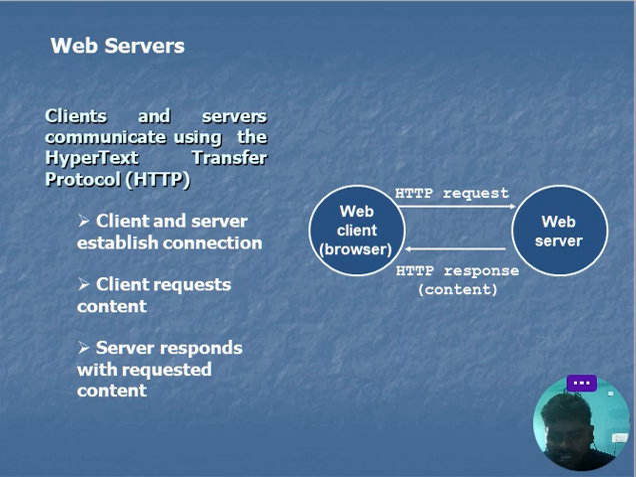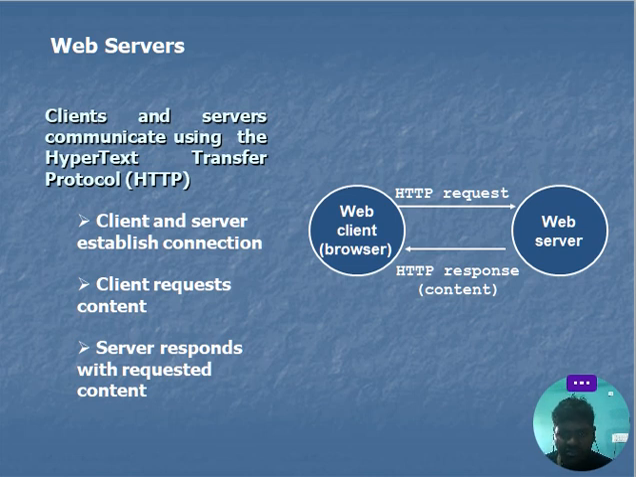So a client is a program, and a server is also a program. The client program has to send a request to the server program. This server program will respond back. For example, whatever content is requested by the client will be delivered by the server.